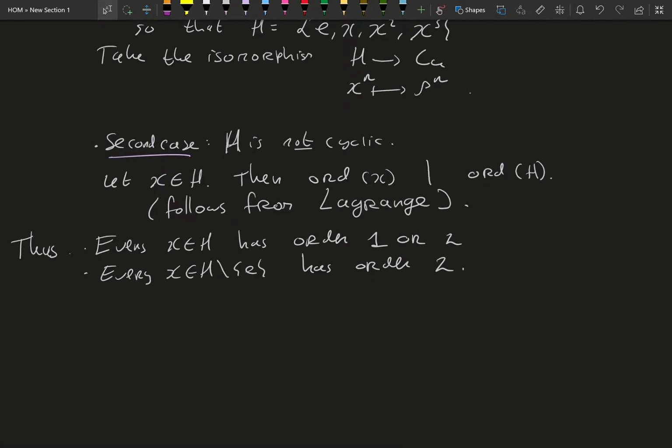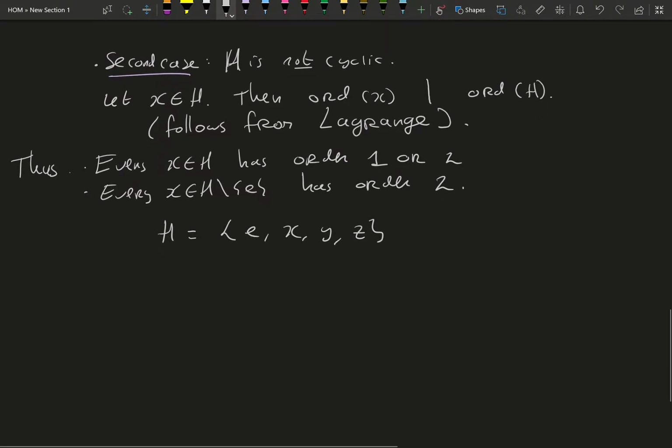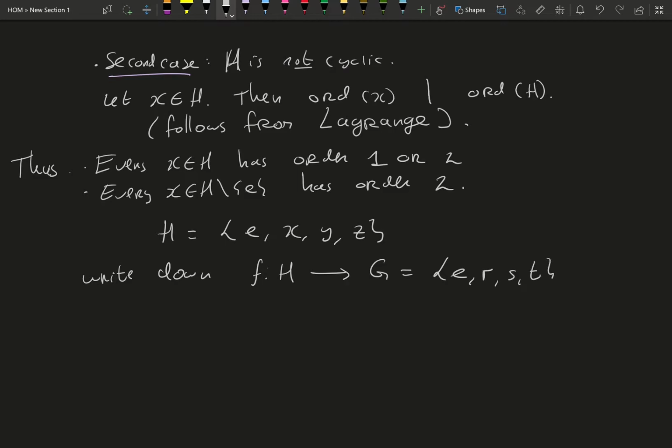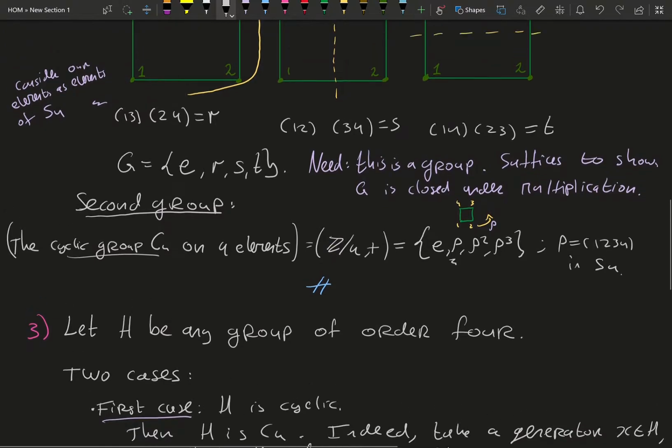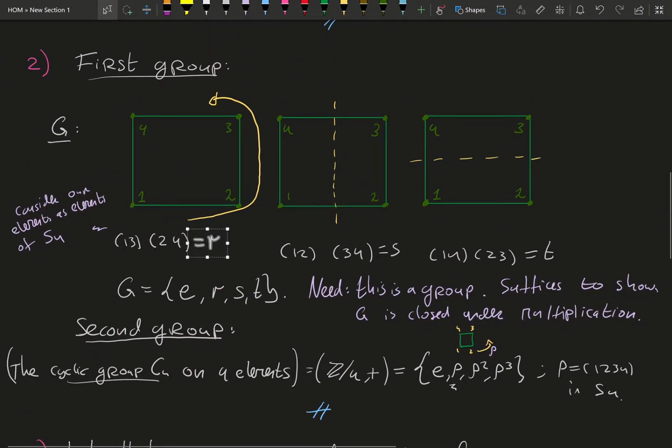Okay, so now we're going to write down H as E, X, Y, Z. And the funny thing is that now we can already write down our isomorphism. So we can write down very explicitly an isomorphism F from H to our group G. We call this E, with this rotation and these two reflections, which we called S and T. So let me remind you over here. This was R, this was S, and this was T.